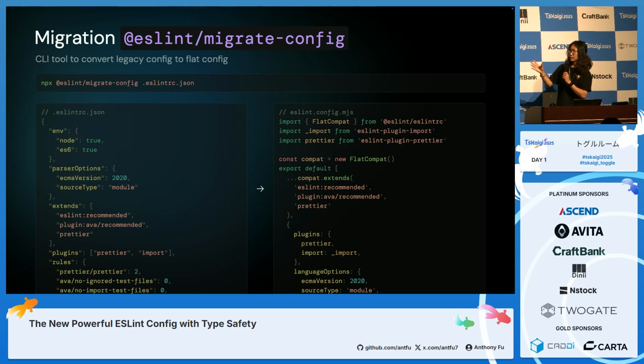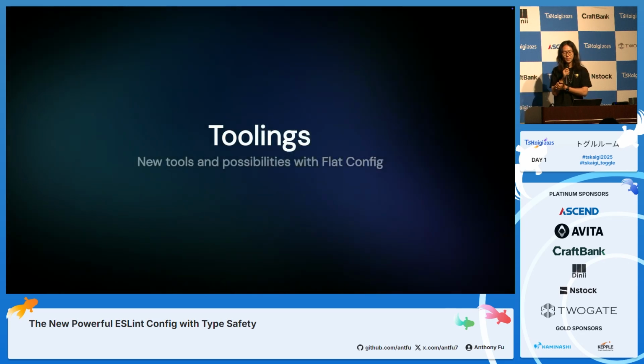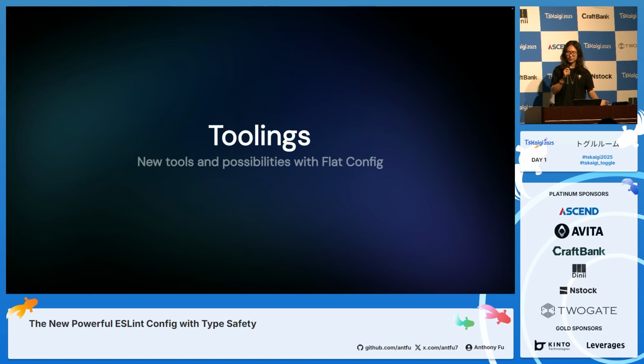Then you can migrate to flat config first, and gradually replace those runtime utilities with more modern flat config. I would recommend you check the ESLint docs and the migration guide for more detailed instructions. So let's talk about the new interesting tools and the possibilities enabled by this new format.